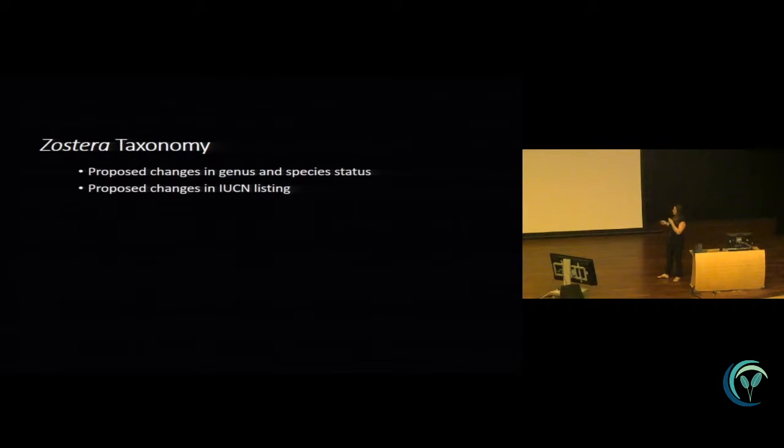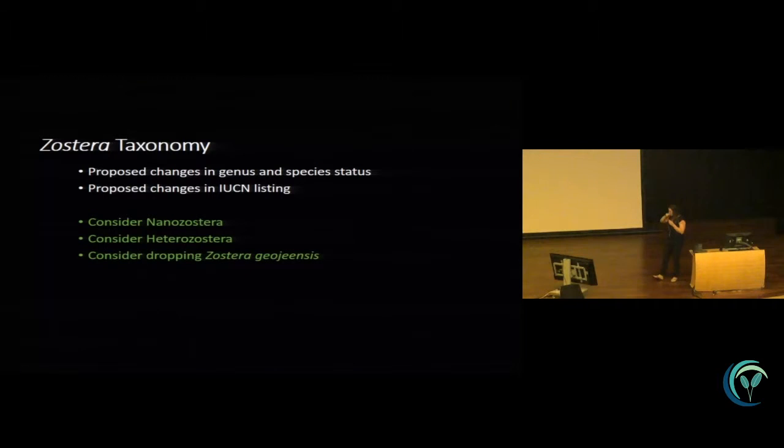There's some discussion going on about proposing some changes in Zostera, which would affect some IUCN listings. So, or no, I'm sorry, those are separate. Okay, so considering, John Coyer released a paper in 2013 looking at the genetics in the Zosteraceae, and he found pretty clear evidence to support separating the Zosteraceae into the Phyllospadix, and then Zostera, Nanozostera, and Heterozostera. And then he also feels that we should just drop the Zostera geogenesis.